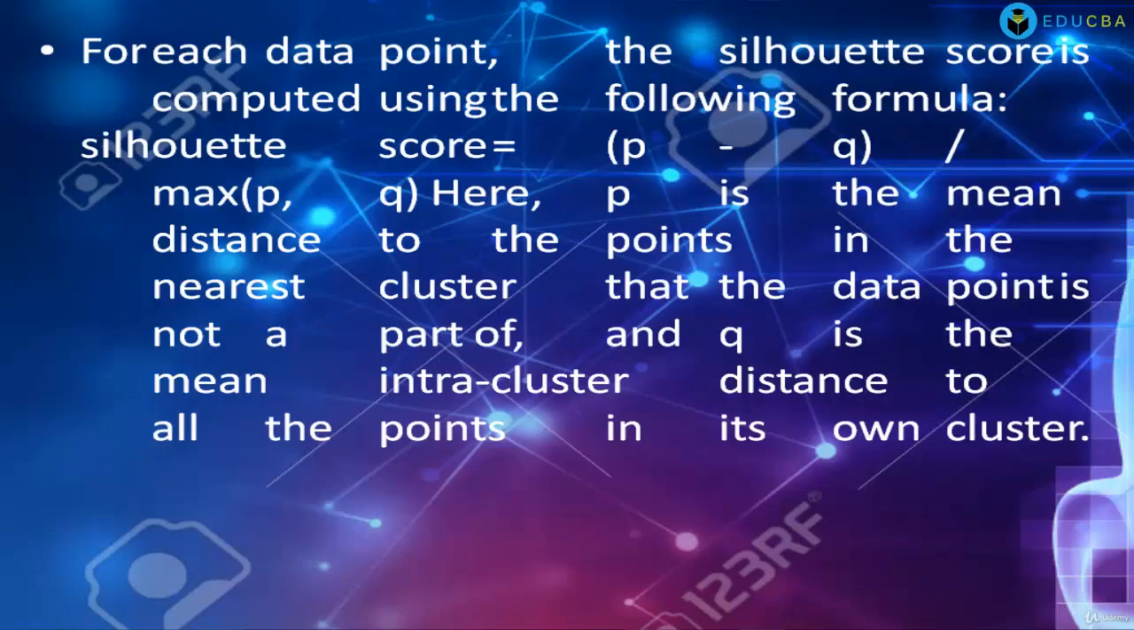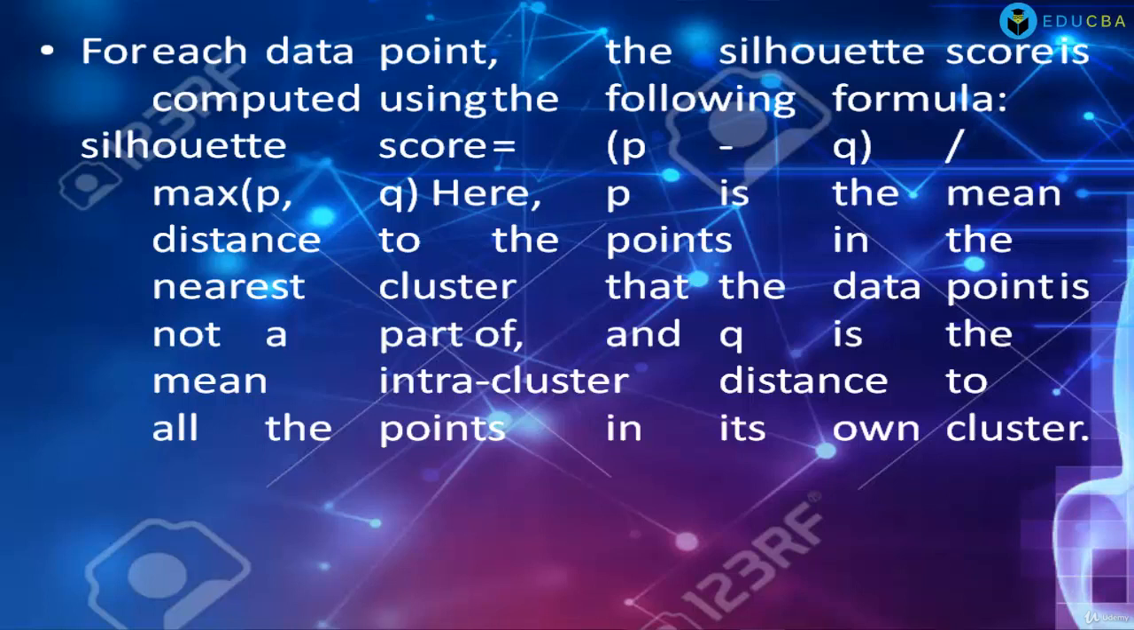Let's see. First, see the formula for calculating the Silhouette score. What is that formula? That is (P minus Q) divided by the maximum of P comma Q. Now, what are P and Q? P is the mean distance to the points in the nearest cluster that the data point is not a part of, that is, your neighbor clusters, and Q is the mean intra-cluster distance to all the points in its own cluster.